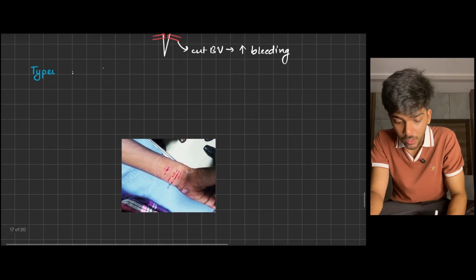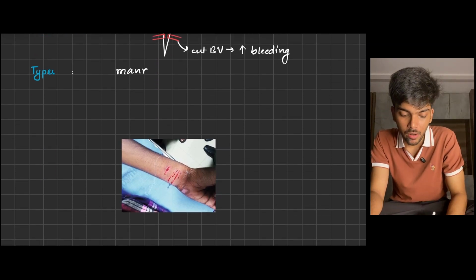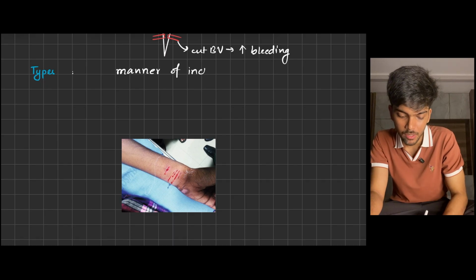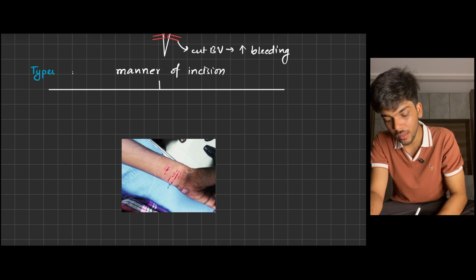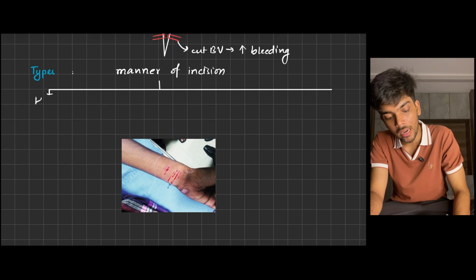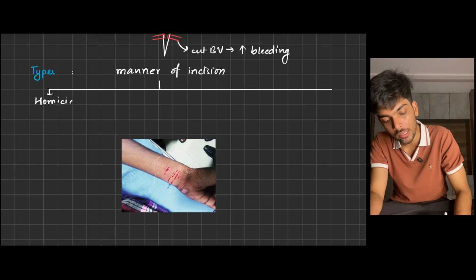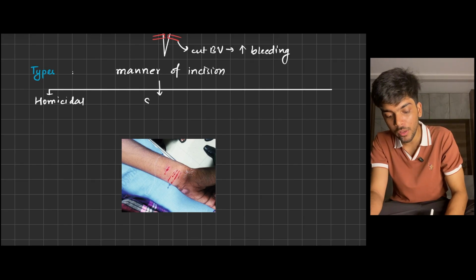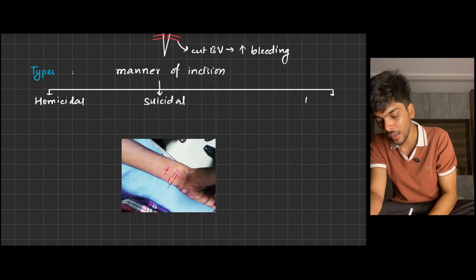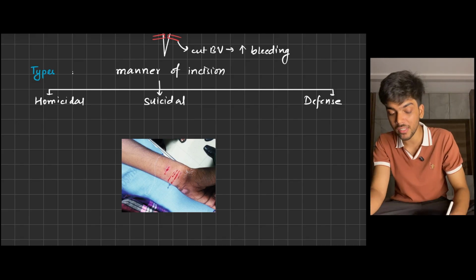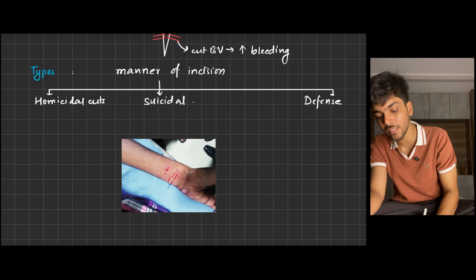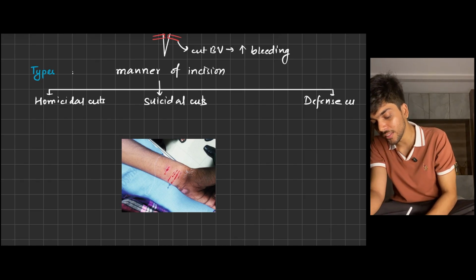As for types, the types are on the basis of manner of incision. If the incision was put by someone else with the intention to harm you, then that is homicidal incision. If the incision is put by yourself with the intention to harm yourself, that is suicidal incision. And if the incisions are there because you protected yourself against a homicidal attack, that is defense incision, also referred to as homicidal cuts, suicidal cuts and defense cuts.